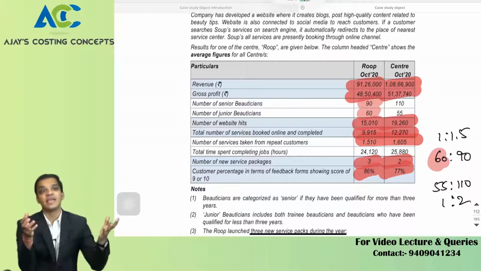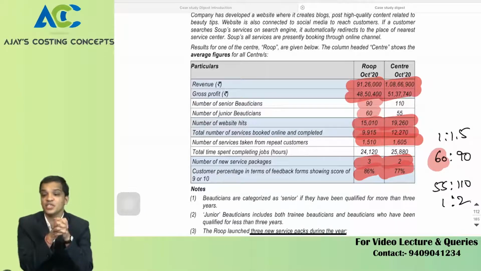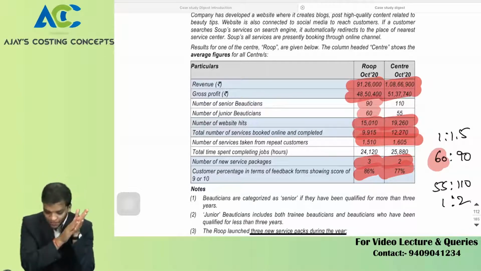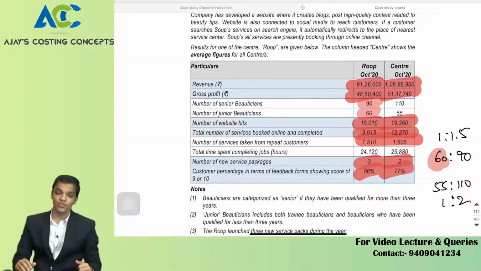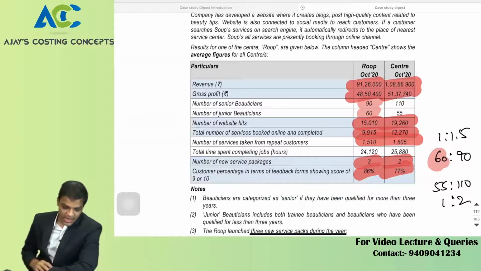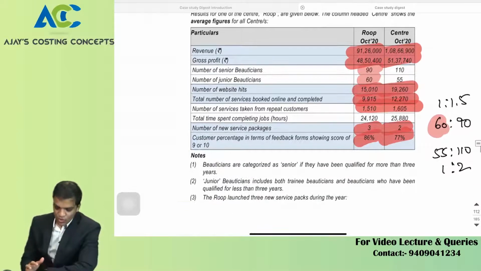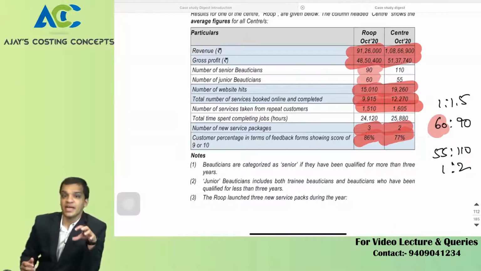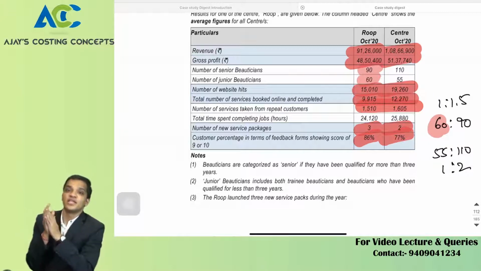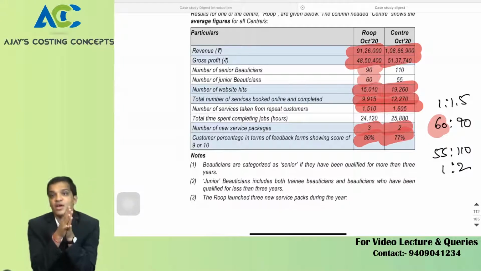So because the ratio is higher, the resource utilization is much better when it comes to Roop, because your senior beauticians are the ones who have qualified for more than 3 years. They have knowledge for more than 3 years. The juniors are those who have less than 3 years, right? So the ratio of staff that you have is 1 is to 1.5, but normally in other centers it is 1 is to 2.